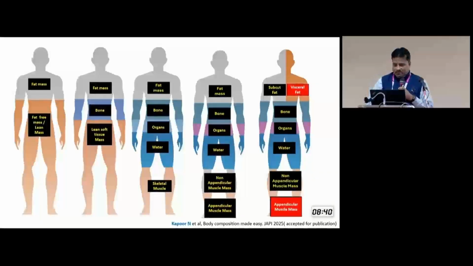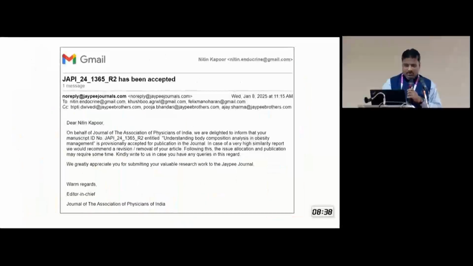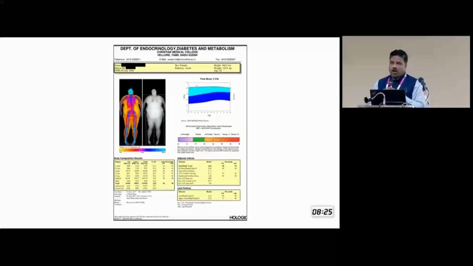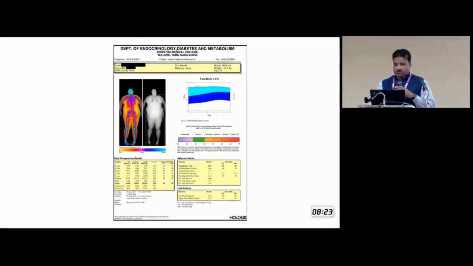And this paper that we had written just recently got published yesterday in JAPI. So whatever I'm going to present, including the cases, are in that manuscript, which should be in print in JAPI in a couple of weeks from now. But before I go on to the cases, I'll take you through how to interpret a body composition report that you get out of a DEXA scan.